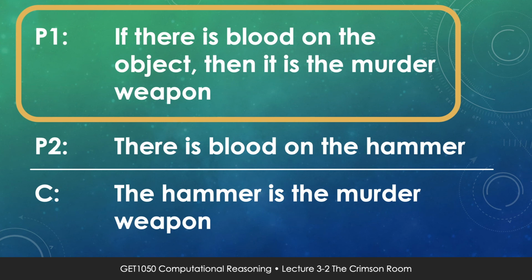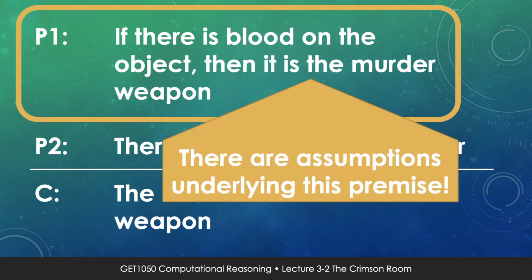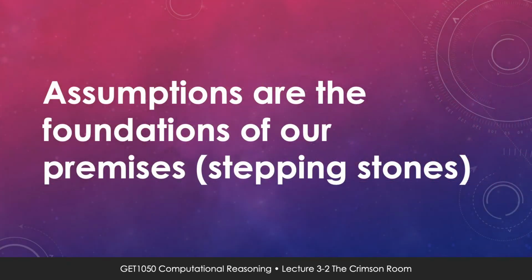The murder weapon is that item which has blood on it. Notice how our premises have their own assumptions, items of knowledge that we take for granted, embedded into them. What is the assumption? In this case, I'm assuming that the murderer did not wipe off the blood from the weapon. In fact, I'm also assuming that the murder weapon must have blood on it. Assumptions are the foundations underlying our premises, our stepping stones.